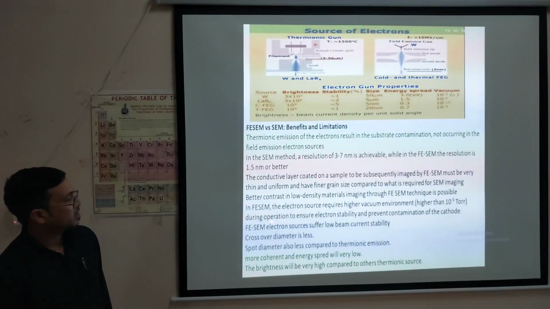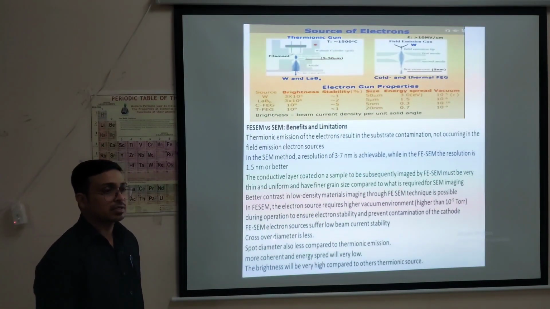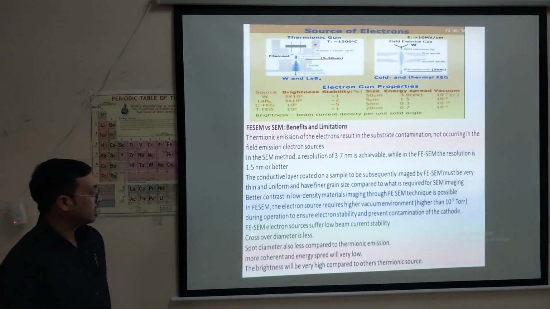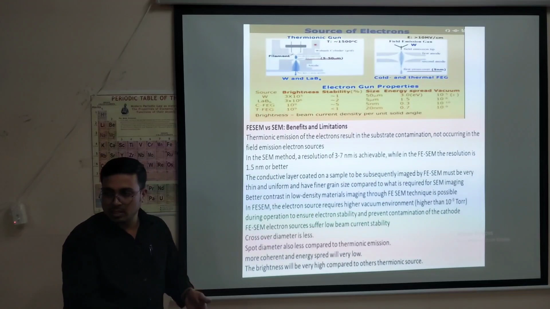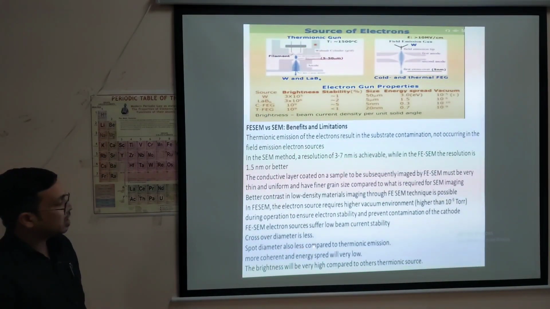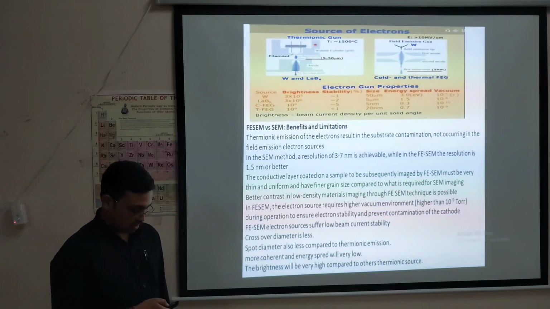This much vacuum condition is maintained during the operation to ensure electron stability and prevent contamination of the cathode. The FECM electron source suffers low beam. Okay, so these are some of the important associated points of FECM. Now the crossover diameter is less, meaning the electrons are coming from which region? Crossover diameter. Then the spot diameter is also less compared to thermionic emission. Then it is more coherent and the energy spread will be low. The brightness will be more compared to thermionic. I told you all these things.